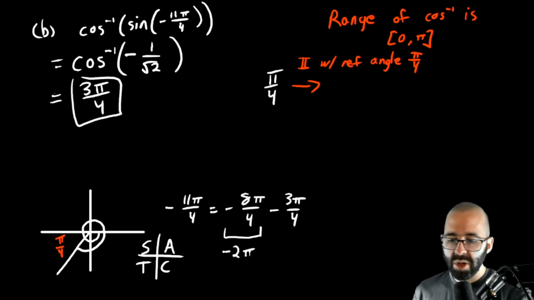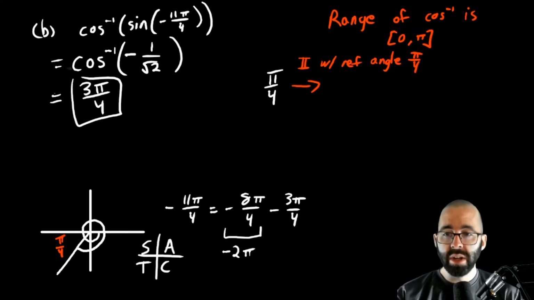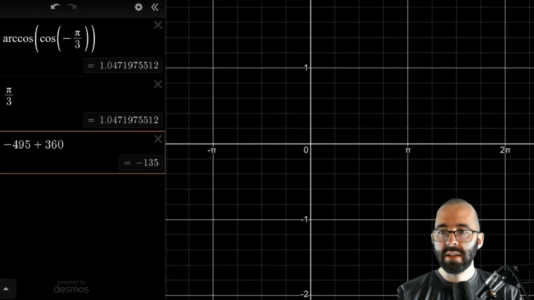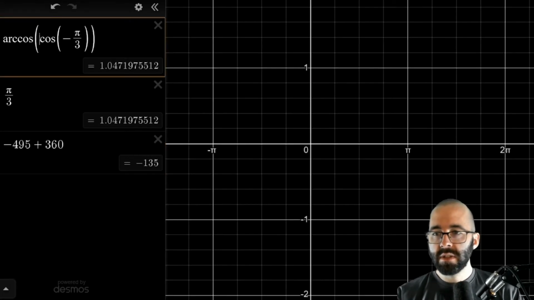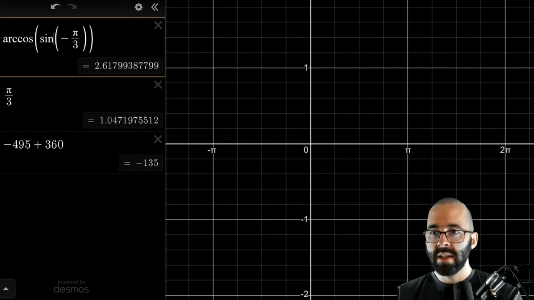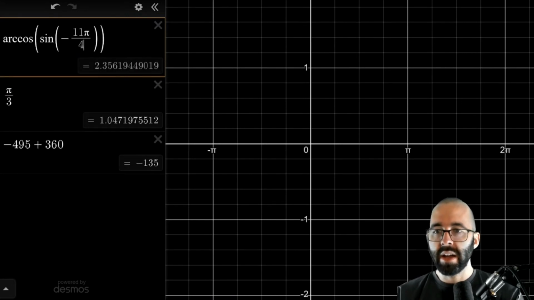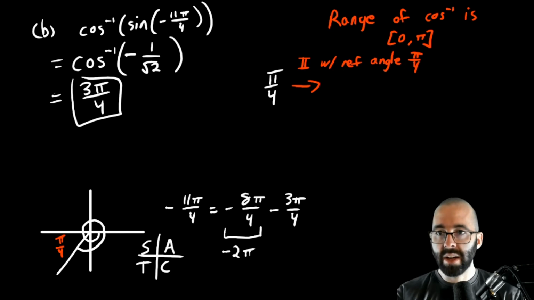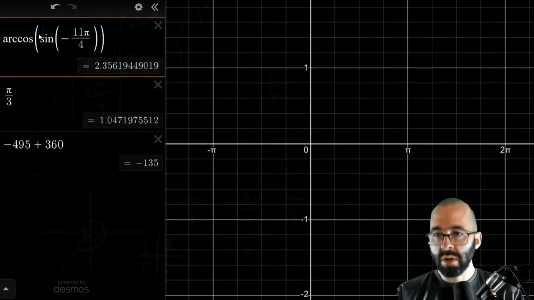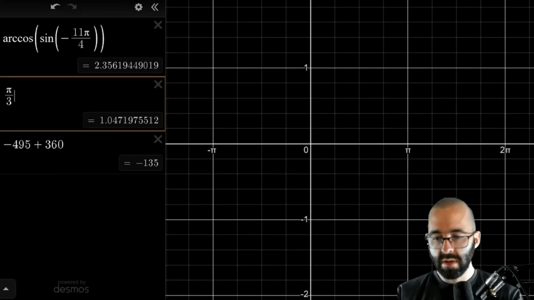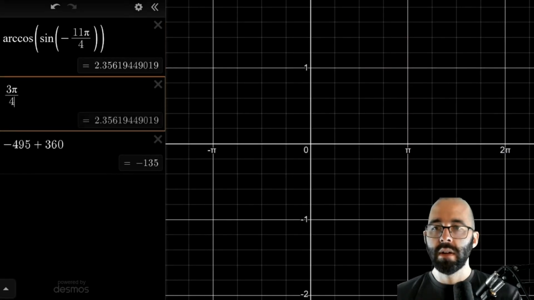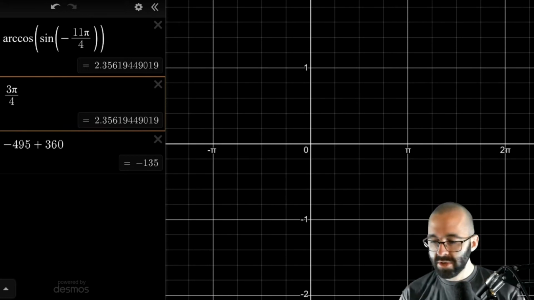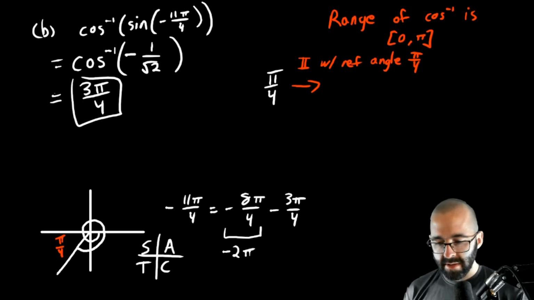And again, these problems are pretty complicated. The quiz is going to have pretty complicated problems. Check your answers. Inverse cosine of the sine of negative 11 pi divided by 4. Let's make sure I typed it correctly. Inverse cosine of sine of negative 11 pi over 4 should equal 3 pi over 4. Good. They equal. All right. Check your answers. Get good quiz points.